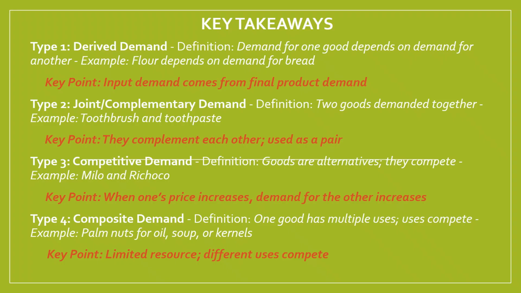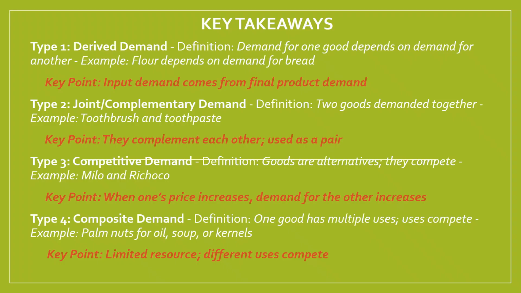The third type is competitive demand. Goods are alternatives. They compete. That is, they are substitutes. Example is Milo and Rich Choco, as we have it in our lesson with the pictures that you saw on the screen. The key point, when one's price increases, demand for the other increases. That is competitive demand.